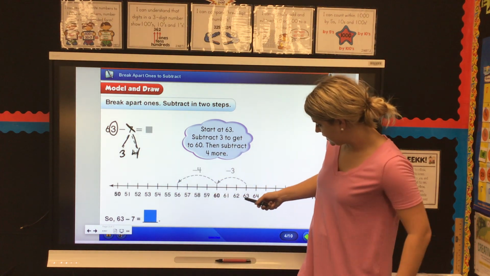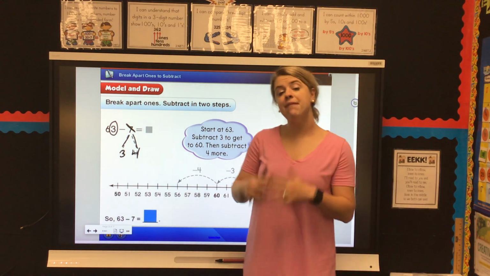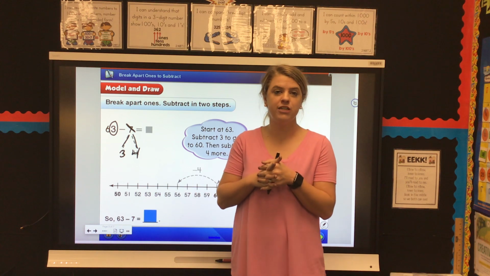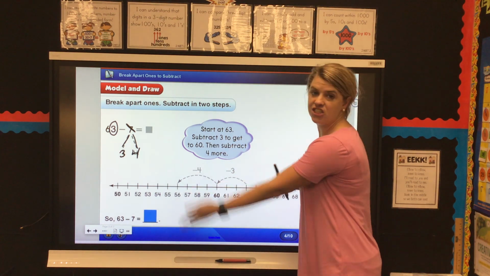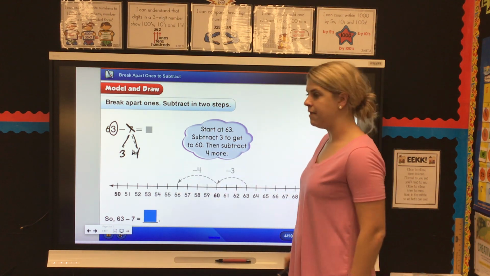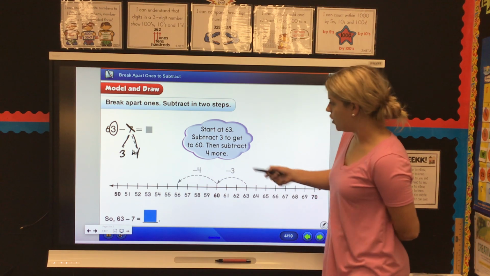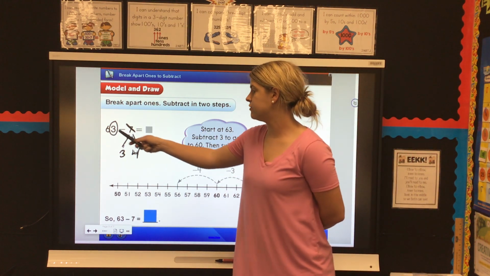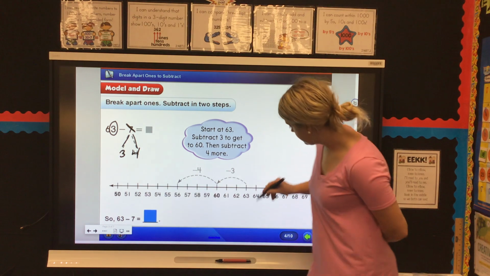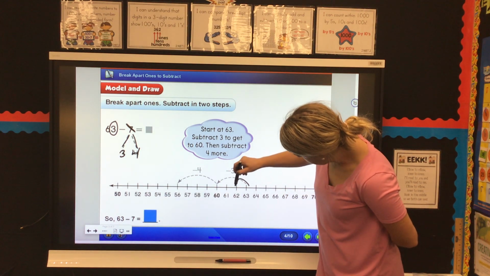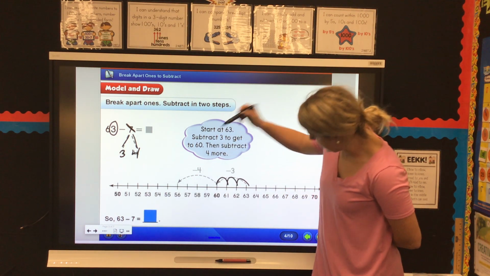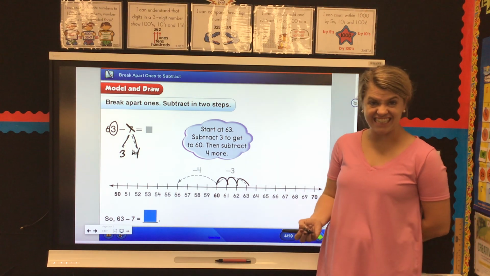Okay? So I'm going to find 63 on my number line. And my number line is just like my hundreds chart, except it just has little notches on it, okay? So I know I'm going to start with 63 minus 3. So here we go. 1, 2, 3. And that gives me 60.